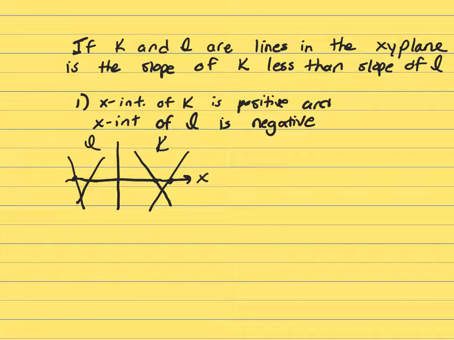So this line has got negative slope, and that line has got positive slope. If we knew we had those two lines, we'd say, yeah, K slope is less than L slope.